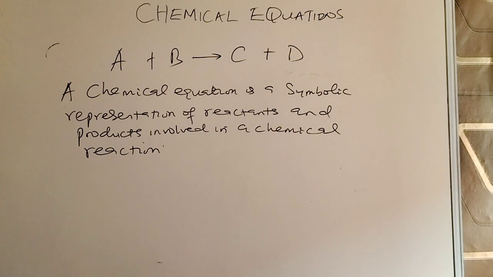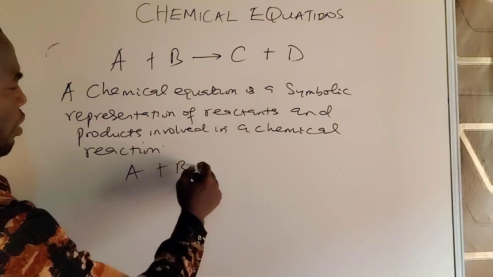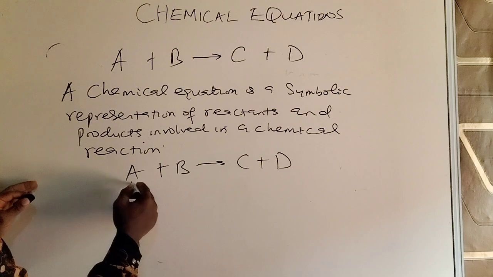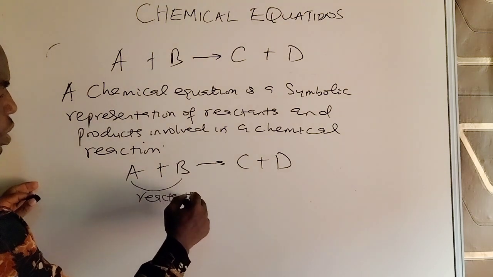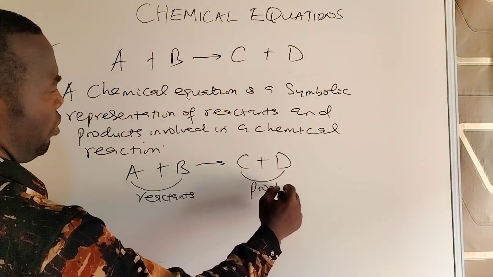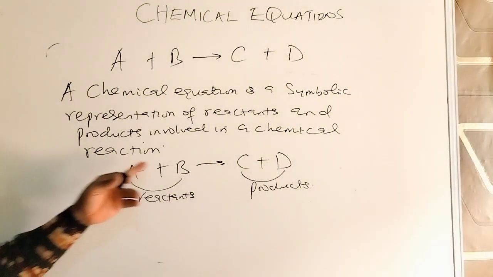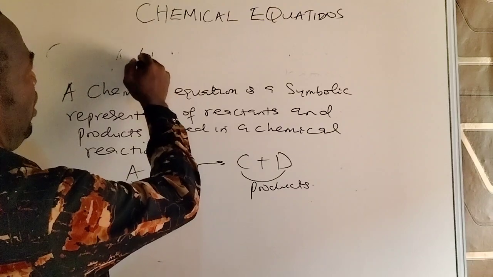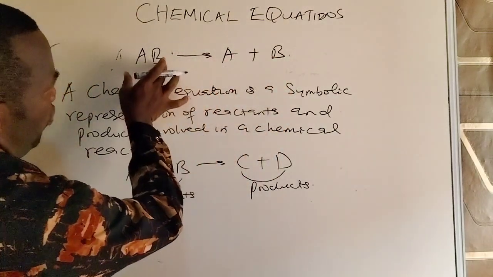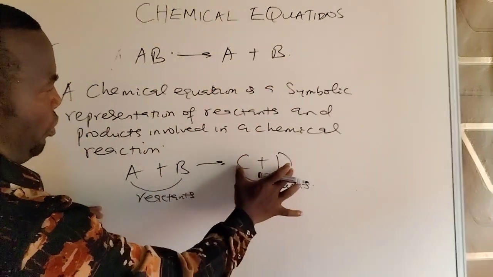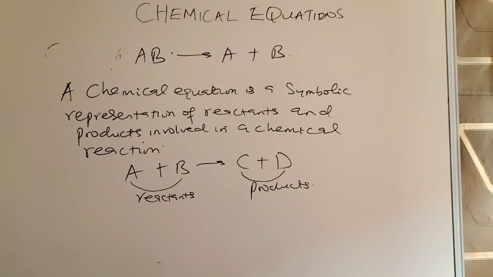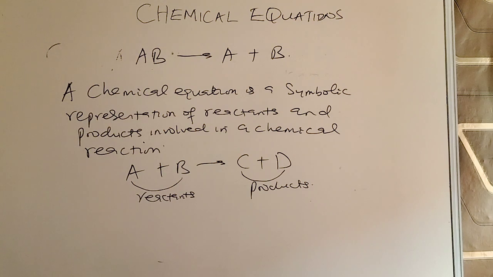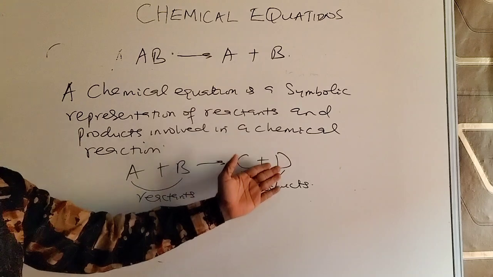For instance, in our illustration above, A plus B giving us C and D. The substances written on the left-hand side with their formulas or their symbols are called reactants, while the ones written on the right-hand side are called products. As I said, a reaction can involve two reactants and two products, or one reactant. For instance, you can have a reactant like AB splitting into A plus B. So you can have one reactant and two products, two reactants and two products, or three reactants and three products, and so on. The most important thing is that the substances you write on the left-hand side of the equation are reactants, while the ones whose symbols or formulas appear on the right-hand side are called products.